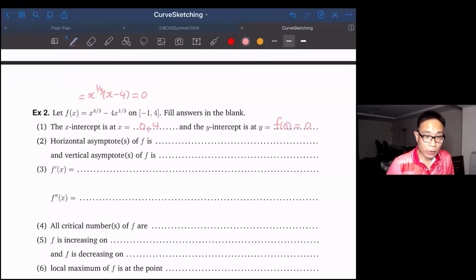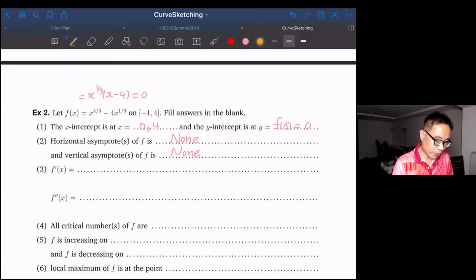And you have horizontal asymptote and vertical asymptote. They are none, because you're not going to go to infinity in this case, and you're not going to see any denominator in this case. The next question asks you to differentiate.